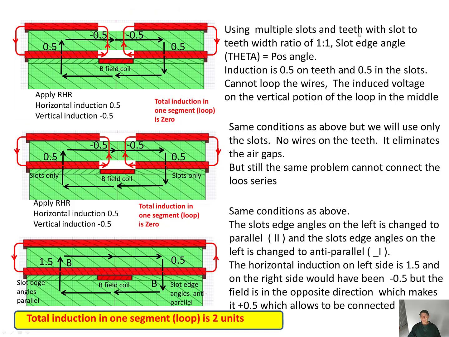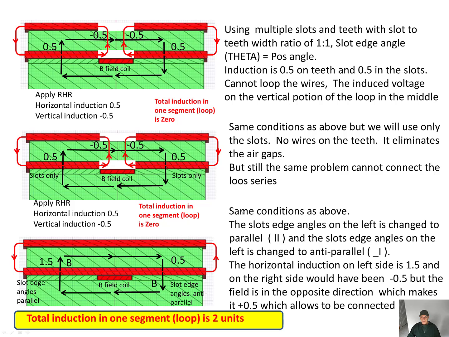Using multiple slots and teeth with slot to teeth ratio equals 1:1, slot edge, stator equals position angle. Induction is 0.5 on the teeth and 0.5 in the slot. Cannot loop the wires. The induced voltage on the vertical portion of the loop in the middle is opposite to the induced voltage here, and they cancel, so you cannot apply. Total induction in one loop is 0. Same condition as above, but we use only the slots, no wires on the teeth. This is to eliminate air gaps, but we still face the same problem.